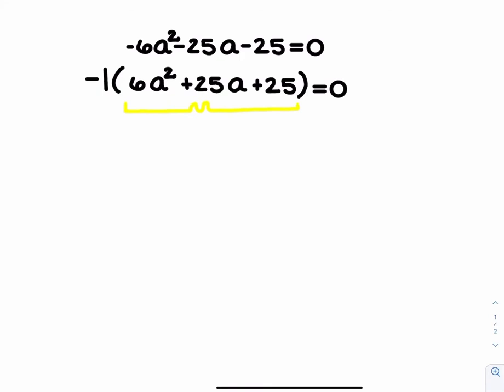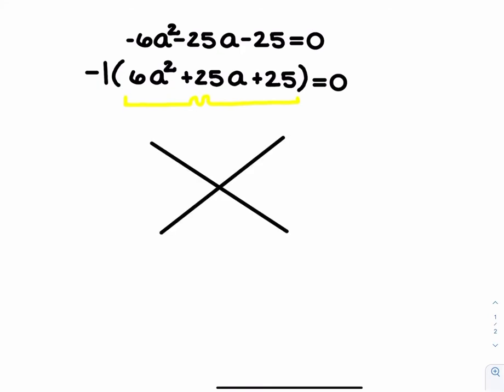Draw a giant X and then multiply the numbers in the front and the back together and place it at the top of the X. 6 multiplied by 25 is 150. Then bring the number in the middle straight down. So here I'm bringing 25 straight down.